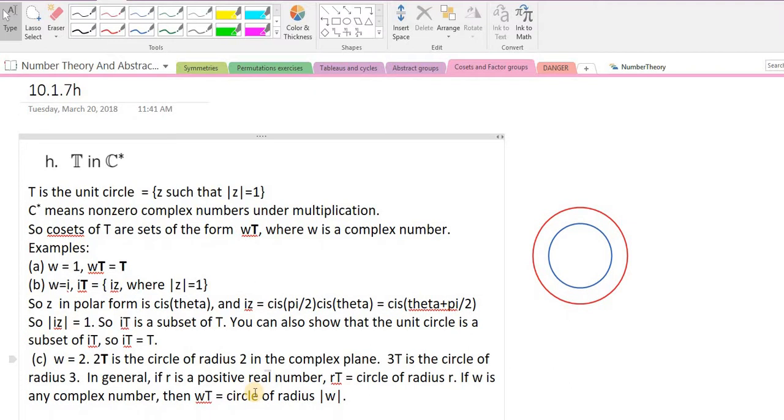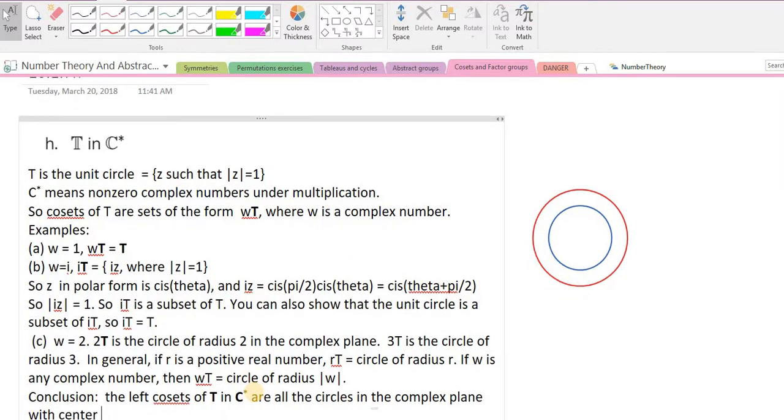So the conclusion is that the left cosets of T in C star are, let's say, all the circles in the complex plane with center what? What's the center of all these circles? Center 0.